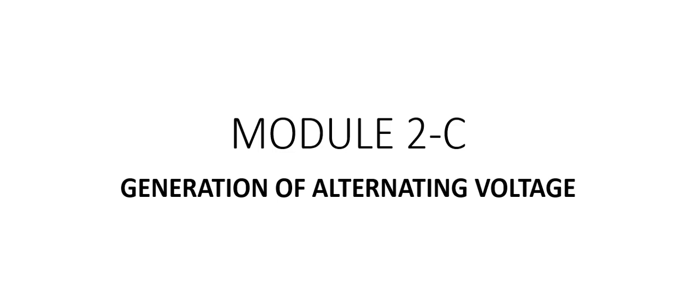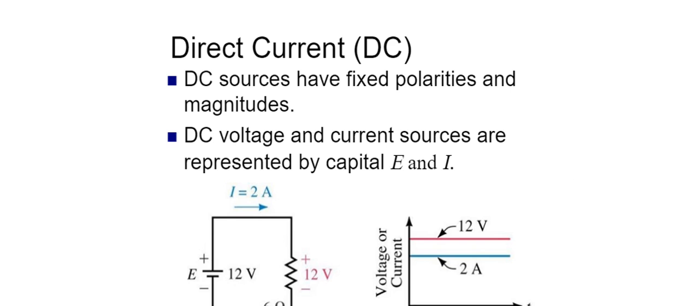Dear students, next we'll start with the third section in module 2, generation of alternating voltage. Till now we have studied everything about DC concepts, that is DC current, DC voltage, magnetic circuits. We are applying only DC voltage. Next we are going to study about the AC.